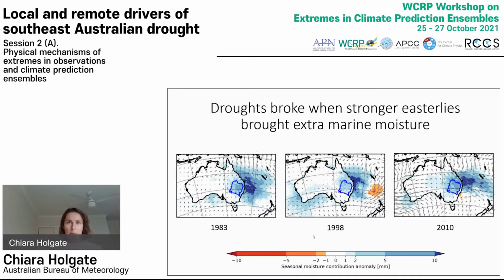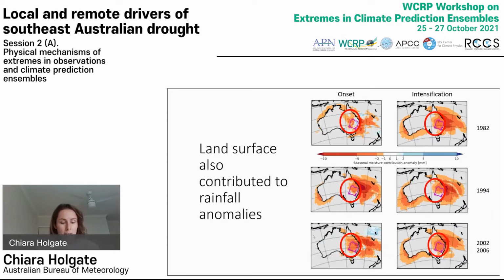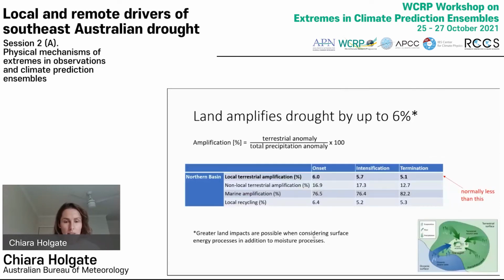Now, I've been focusing on the ocean a bit so far, but of course the land played a role. So we can see here that less moisture than normal was contributing to rainfall during drought from the land, which is perhaps not surprising given that the land surface was drying out. But I wanted to know how much the land surface exacerbated the low rainfall situation. So if we go back to our measure of land surface amplification, we can see that the terrestrial anomaly accounts for up to 6% of the rainfall anomaly across the drought stages, which is actually more than the non-drought period. From this table, you can see that the local terrestrial amplification is lower than the non-local, the dark green around here, and also from the ocean.